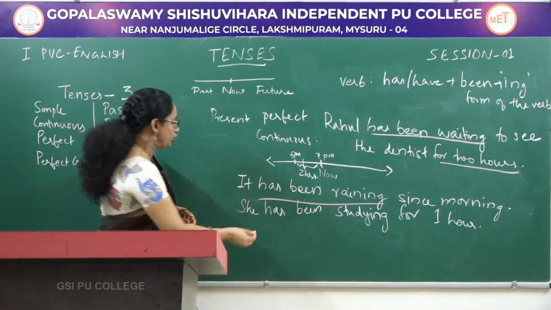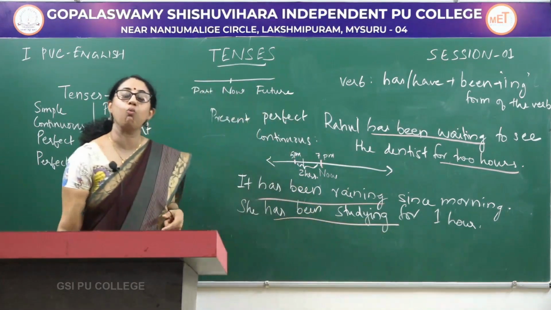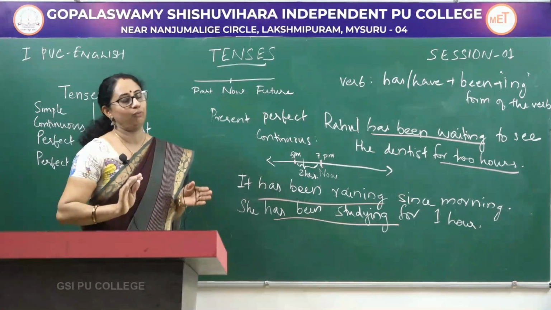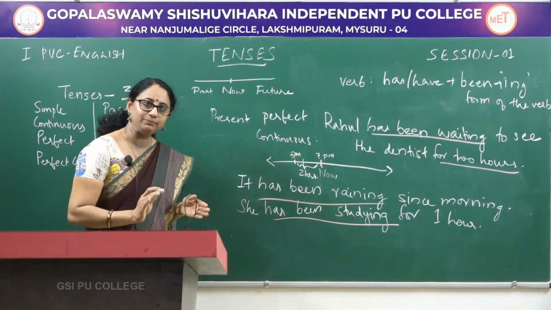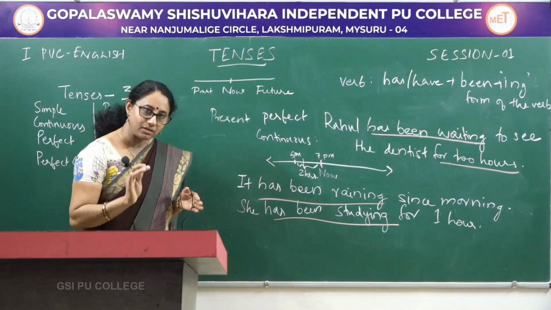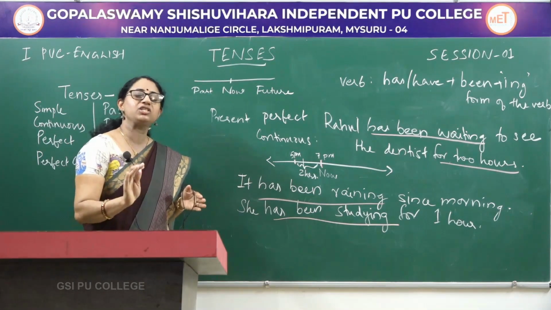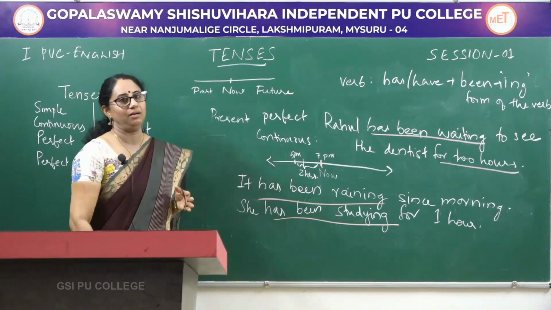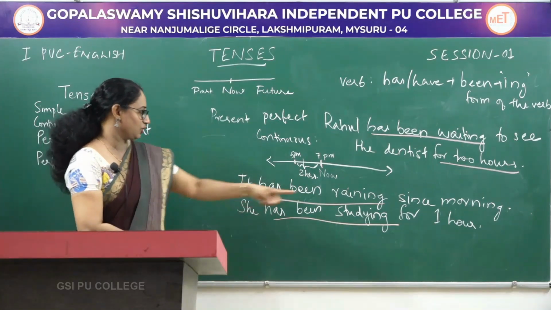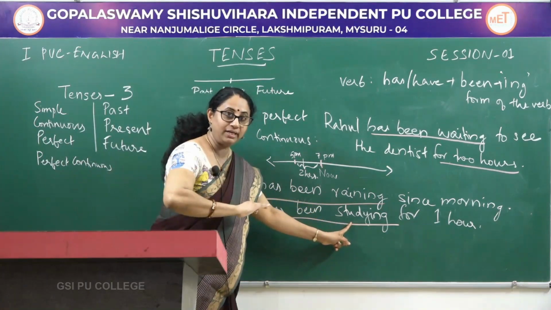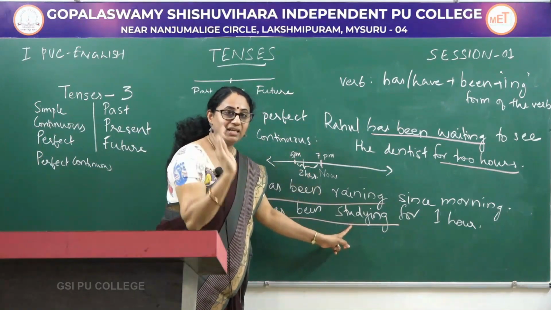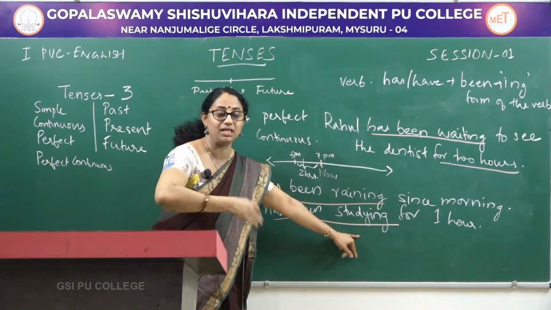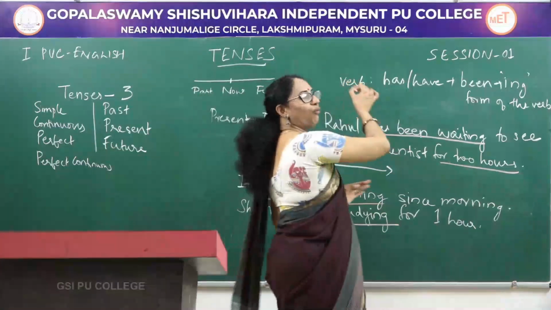Now see the next. She has been studying for 1 hour. What does it mean? How long has she studied? 1 hour. Is the study over? No. At the moment of speaking, what is she doing? She is studying. When did she start her study? 1 hour back. So which means her study started 1 hour earlier. It was continuing, and even at this moment, when I give you this example, the process of studying is continuing.